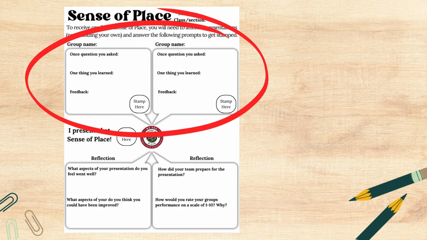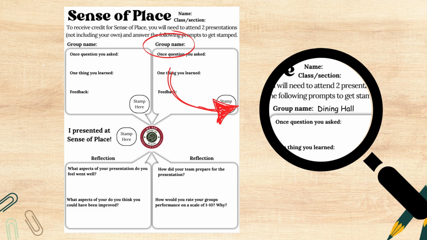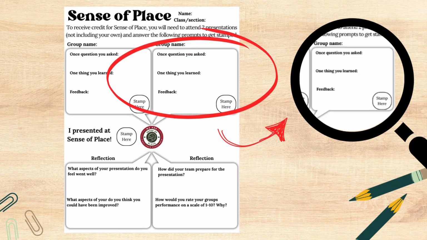Group name. One question you asked, one thing you learned, and feedback. Let's get into it. For the group name, you will either put the presentation topic or the group members' names of the people presenting. So this is when you're watching a presentation. The example given here is dining hall. So just take a quick look at that. And then you're going to move on to filling out the box.